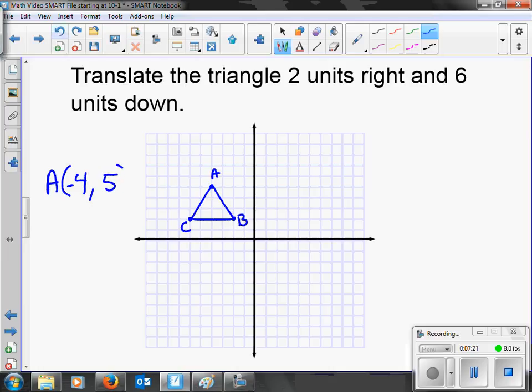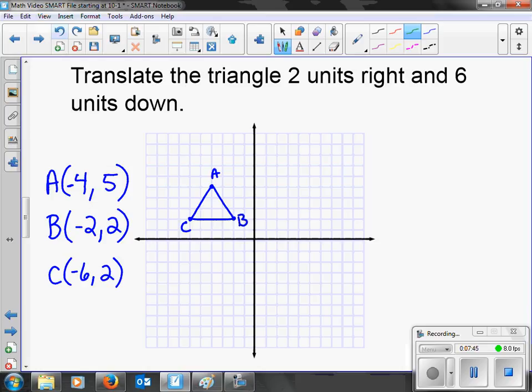So it's positive 5. All right, B is negative 2 units to the left and 2 units up. C is 1, 2, 3, 4, 5, 6 units to the left and then 2 units up. Okay, so now we're going to move each point 2 units right and 6 units down.